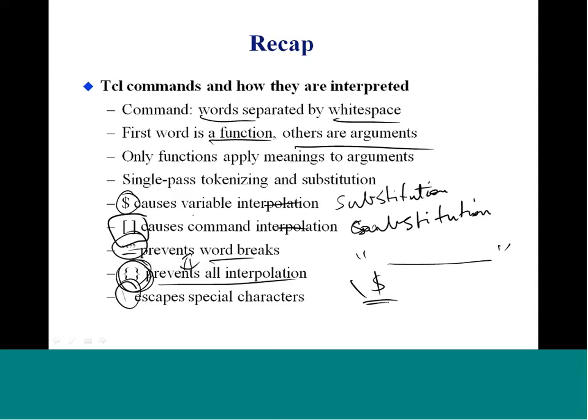Again, I want to emphasize that Tickle is a scripting language. Usually, it takes strings as the input and strings as the output. So it doesn't attach any kind of type to the data. The way that type is provided is through those functions, which we will talk about more and more.